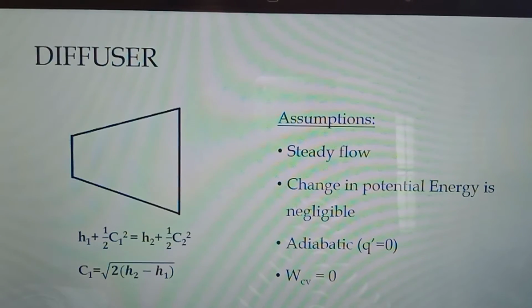The next device is the diffuser. The assumptions for the diffuser will be the same as that of the nozzle. By substituting that, we will get the equation as H1 plus half C1 square is equal to H2 plus half C2 square. Here in case of a diffuser, the inlet velocity will be higher and the exit velocity will be very less. So the exit velocity term is negligible in this case. So the final equation becomes C1 is equal to the square root of 2 times (H2 minus H1).